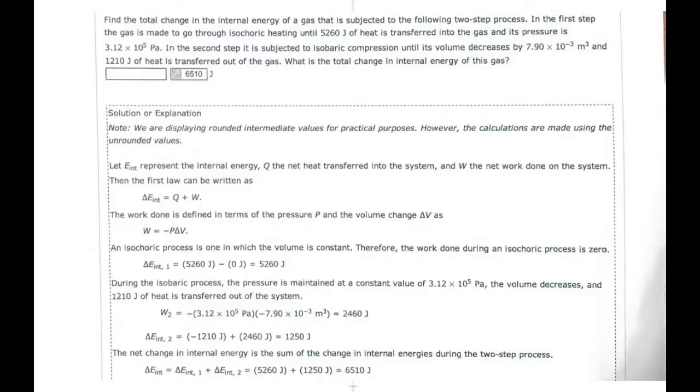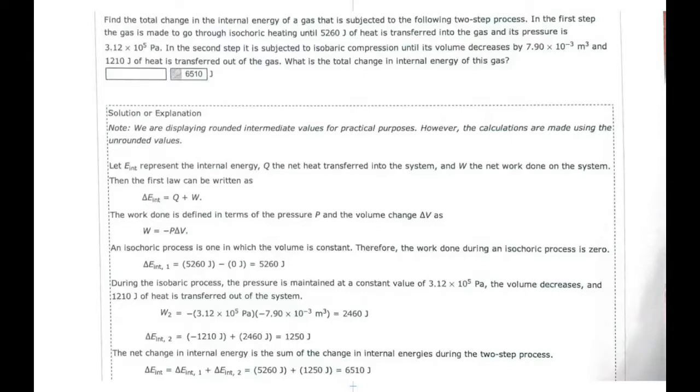So we go straight to the first law of thermodynamics. Change in internal energy is Q plus work, where again work is done on the system. That's why you have that negative changing into a positive there. Work done is given as negative P delta V. During an isochoric process, the work done is actually zero. That means the change in internal energy in the first process is just the amount of heat that enters, which is 5,260. But when you come to the isobaric process, we use the formula for work, which is pressure multiplied by the change in volume, which gives you that work.